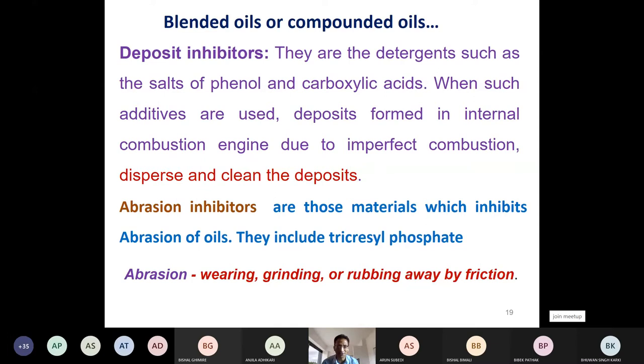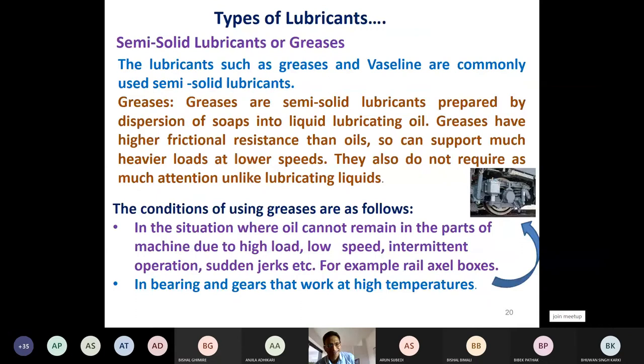Now next is the semi-solid lubricant, such as grease and vaseline. Lubricants such as grease and vaseline are commonly used semi-solid lubricants. Now first of all, grease. Greases are semi-solid lubricants prepared by dispersion of soap into liquid lubricating oil. When we disperse soap in liquid lubricant, the lubricant form is called grease.